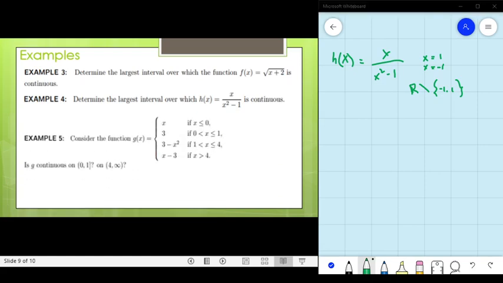Okay, next is example number 5. Consider the function g of x. This is a piecewise function. x if x is less than or equal to 0. Second, we have 3 if x is between 0 and 1, wherein x is equal to 1. Then 3 minus x squared if x is between 1 and 4, and x equals 4, and x minus 3 if x is greater than 4. Is g continuous on the interval 0 to 1, where 1 is included, and on the open interval 4 to positive infinity?